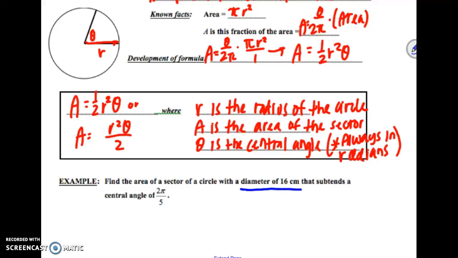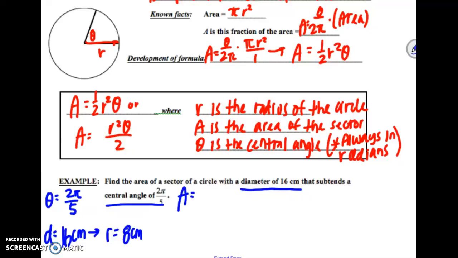So for our example, it says find the area of a sector of a circle with a diameter of 16 centimeters that subtends a central angle of 2 pi over 5. So we know that our angle is 2 pi over 5, which is already in radians, so we do not need to convert. We're also given that our diameter is 16 centimeters. We need to know our radius, so 16 divided by 2 is 8 centimeters.